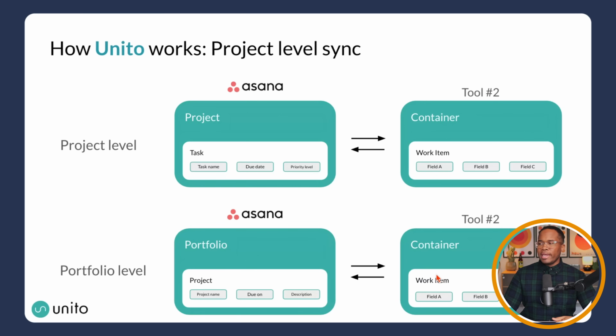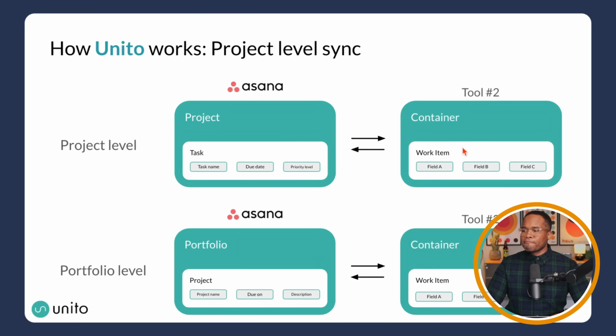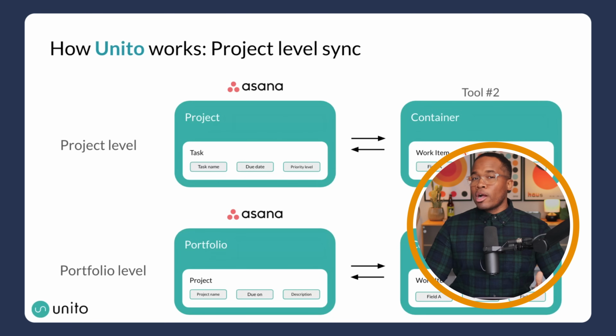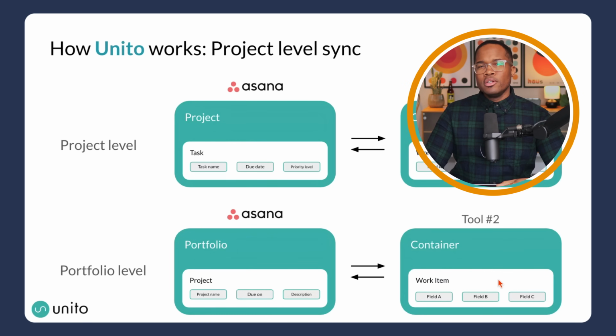And so on one side, let's look at the project level first. You can sync over project level information, in this case from Asana, and the tasks within, including due date, priority level, and sync it over to your destination container. In this case, we can enable that two-way sync back and forth. We also have the ability to pull over project level information from a portfolio as well. And so here we can have project level information, due dates, descriptions of projects, synced over to our secondary tool here, and map it to the corresponding fields.